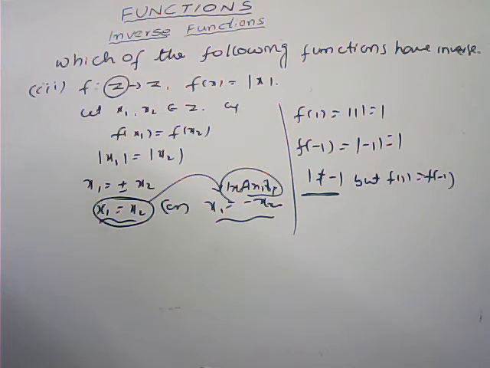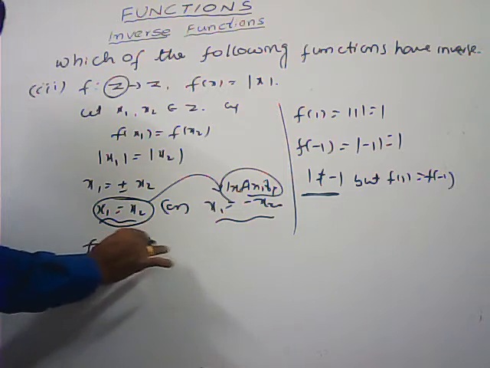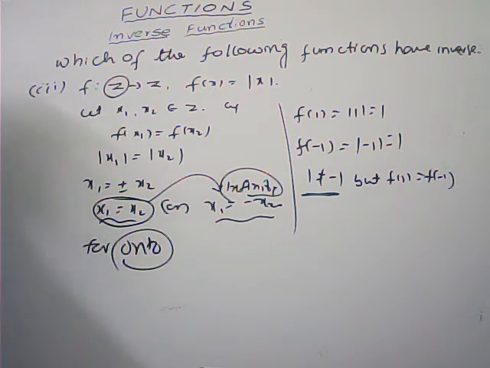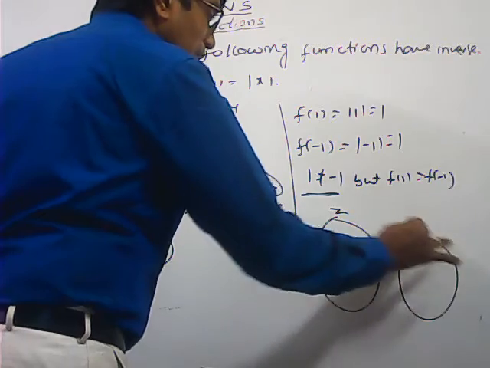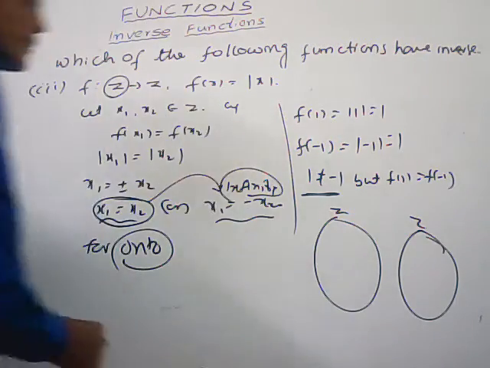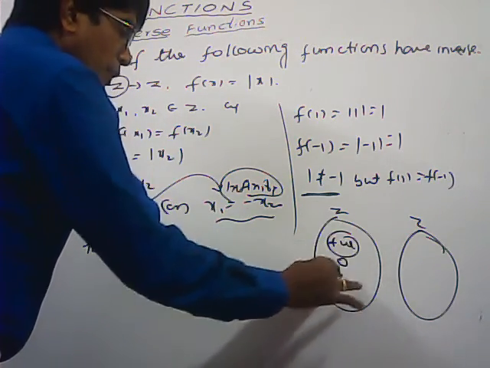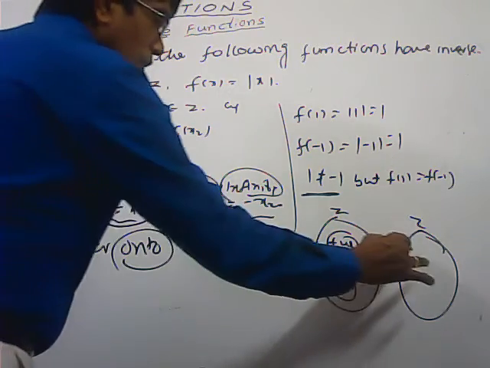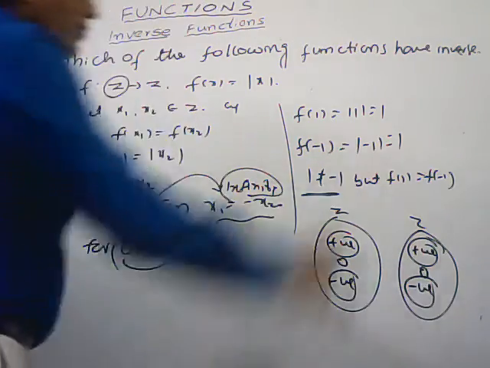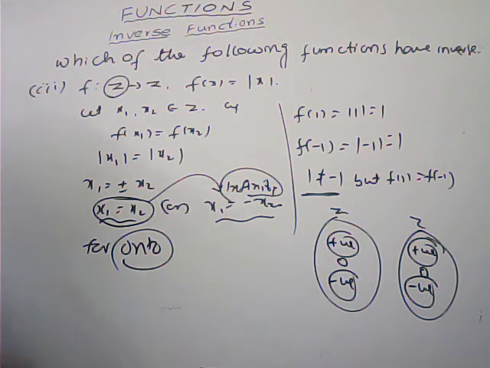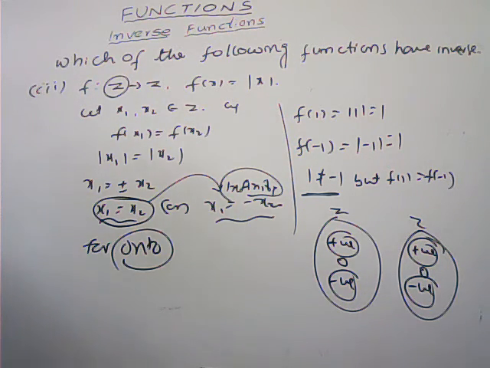And onto also here we can see, for onto also, maybe this one not satisfying both 1, 1 and onto. Here set of integers are there, here also set of integers are there. Here positive integers, 0, negative integers are there. Here also positive integers, 0, negative integers are there. Here y is equal to modulus of x. Output you can get only non-negative real values.